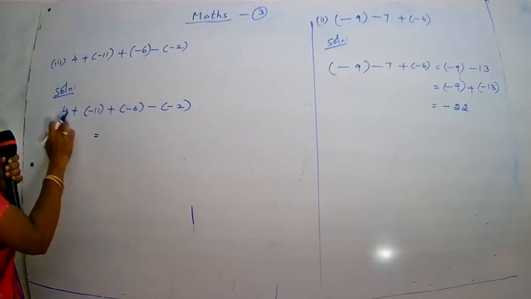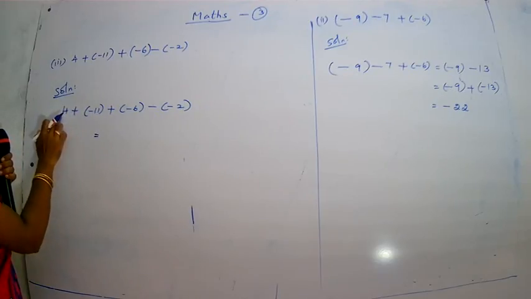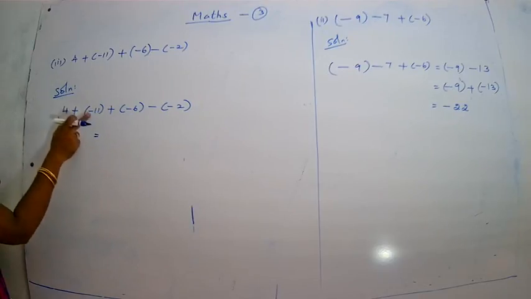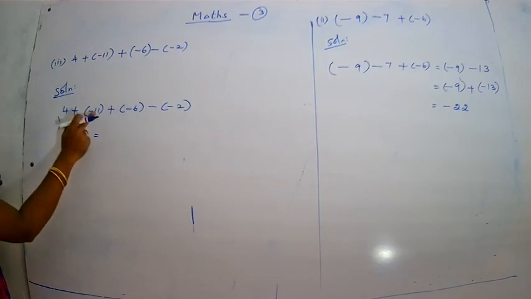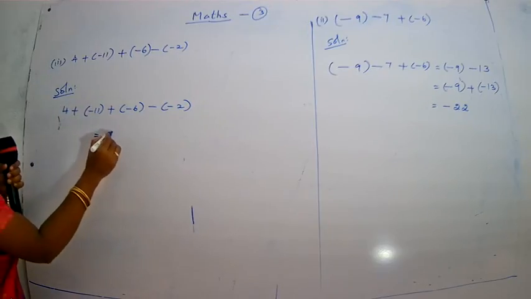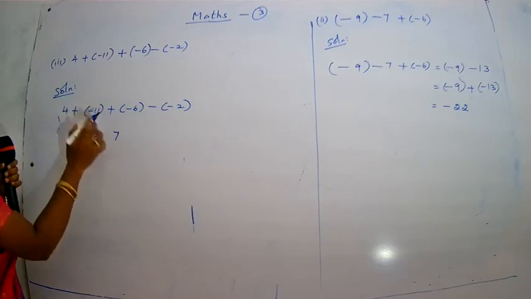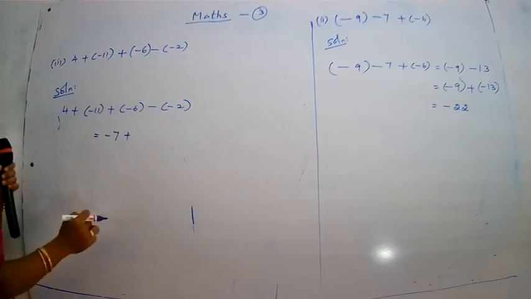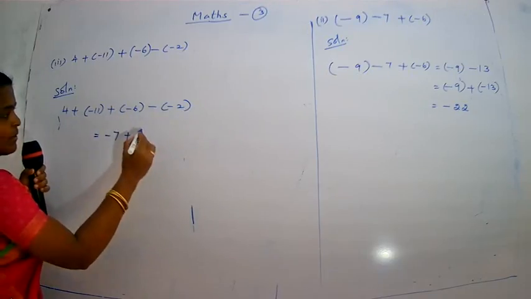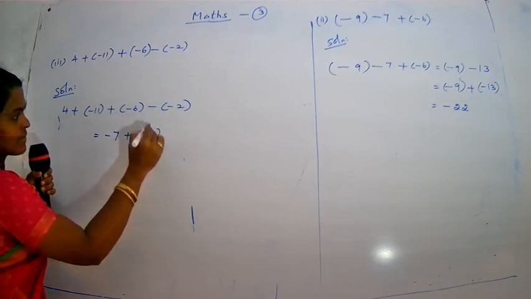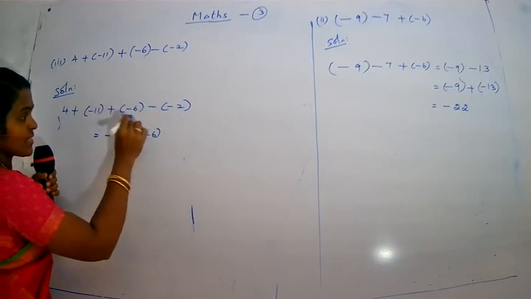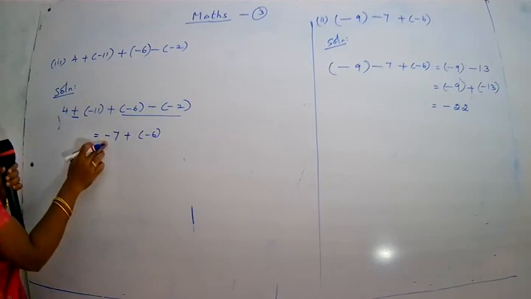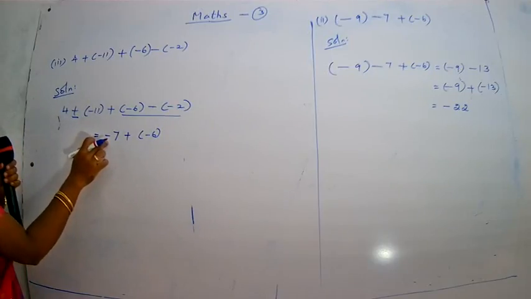4 plus minus 11. What is the value of 4 plus minus 11? You see here positive, negative, so it is subtraction: 11 minus 4 is equal to 7. What sign will come? Minus. Now here is plus. What is the value? Minus 6. This is a subtraction sum. Yes or no? This is addition. So no problem, the answer is coming. What is the answer? Minus 7.